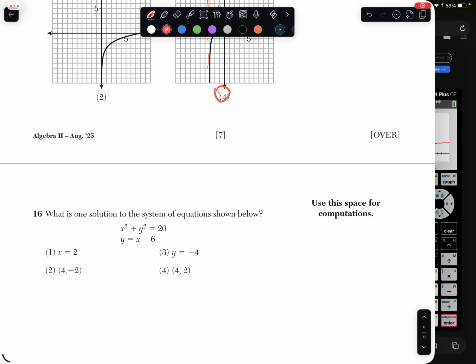All right. What is one solution to the system of equations shown below? If you want to graph this, it's going to be a little bit harder because here is not y equals. You have to get y by itself, and you would get 2 equations.